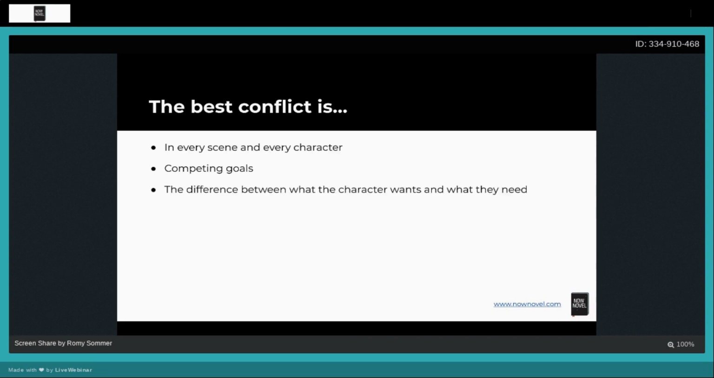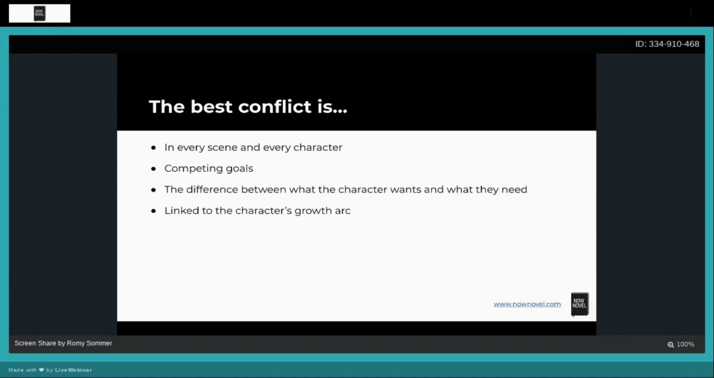And as I've touched on already, the difference between what your character wants and what they need. And you, as the author, get to play God and decide what it is they really need by the end of the story. Are they actually going to get what they want? Or are they going to have their life completely changed in a way that you know is better for them?